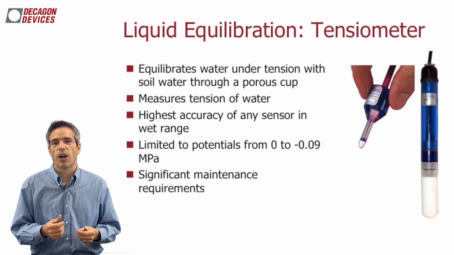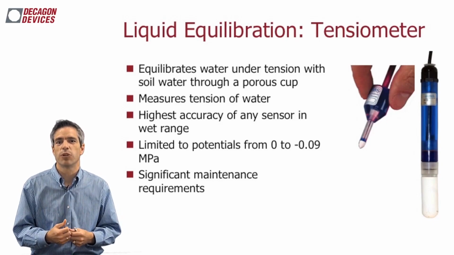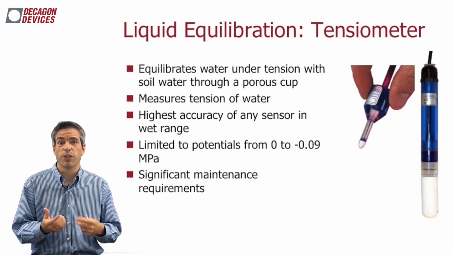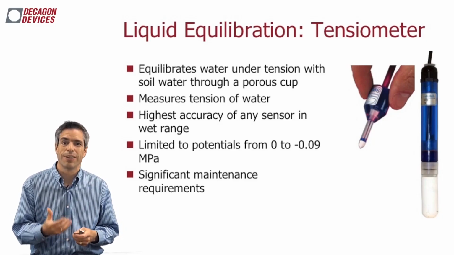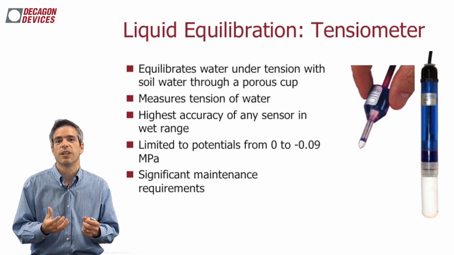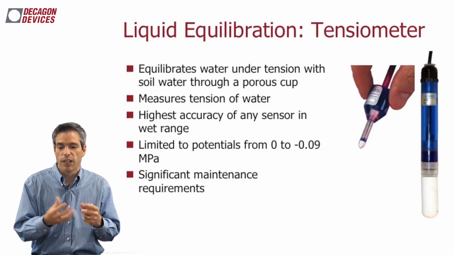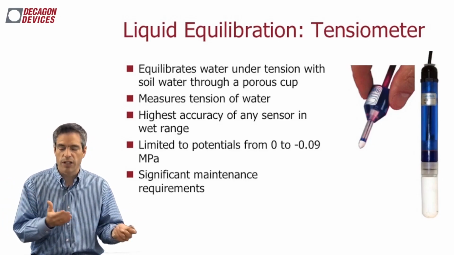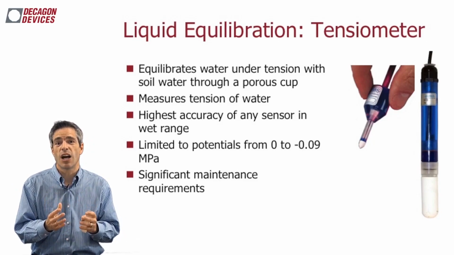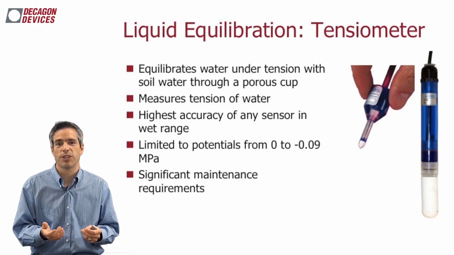Let's step away from our solid matrix equilibration techniques and move into the liquid equilibrium techniques. There's only one of these. It's the tensiometer, and it's one of my favorite devices to use in the lab. The tensiometer is an interesting sensor because instead of our solid equilibrium, which requires a conversion from water content to water potential and relying on that relationship, the tensiometer is a direct method of measuring soil water potential.